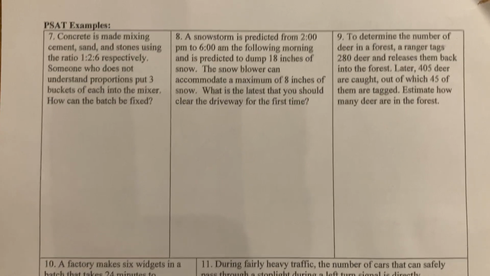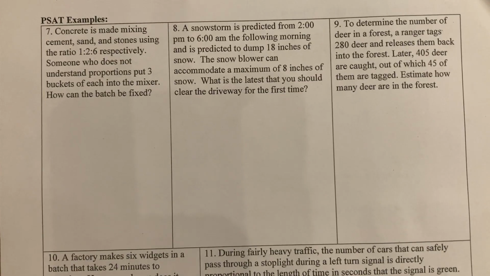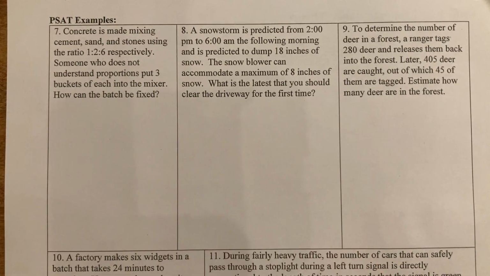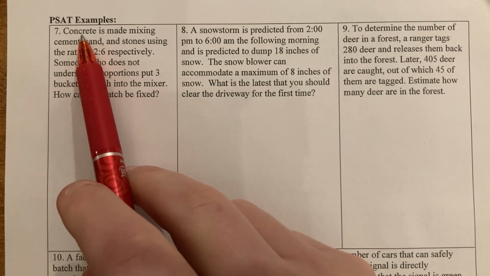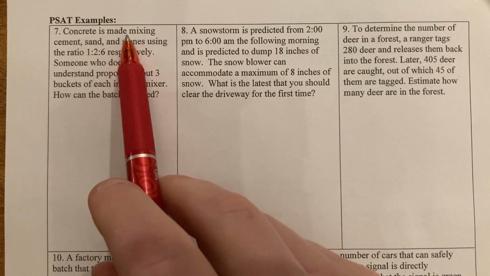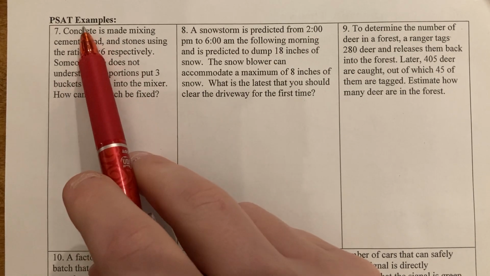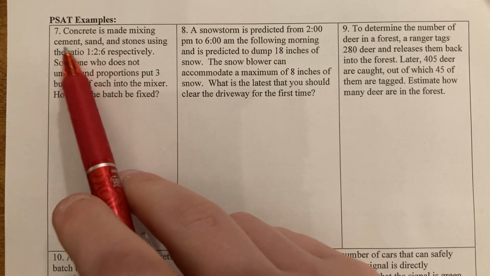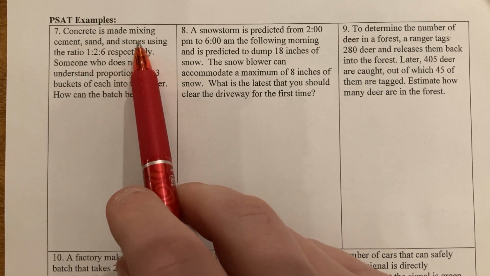And to finish this off, we'll just do these last 3 questions. All right, so this is how this can translate into life. We use proportions all the time, whether you know it or not. Here's an example. Concrete is made mixing cement. Concrete is cement, sand, and stones. That's what it is.